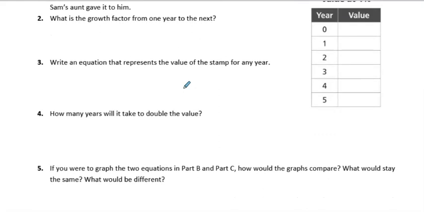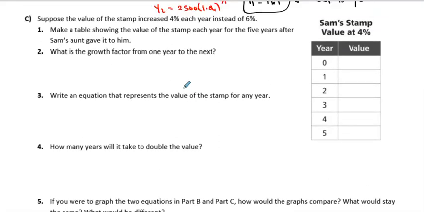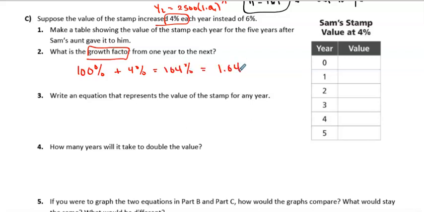All right, and then there's a part C to this. We're 9 minutes in. Let's see if we can get through this one a little easier. Okay, so suppose the value of the stamp increased by 4% instead of 6%. All right, so same kind of problem. This time the growth factor is, well, I always start with 100%. I'm increasing by 4%. That gives me a total of 104% and a growth factor of 1.04. All right, so he still started with the same amount of 2,500. This time you could work this one all the way down, multiply each one by 1.04. That's up to you. All right, and then we want the equation.